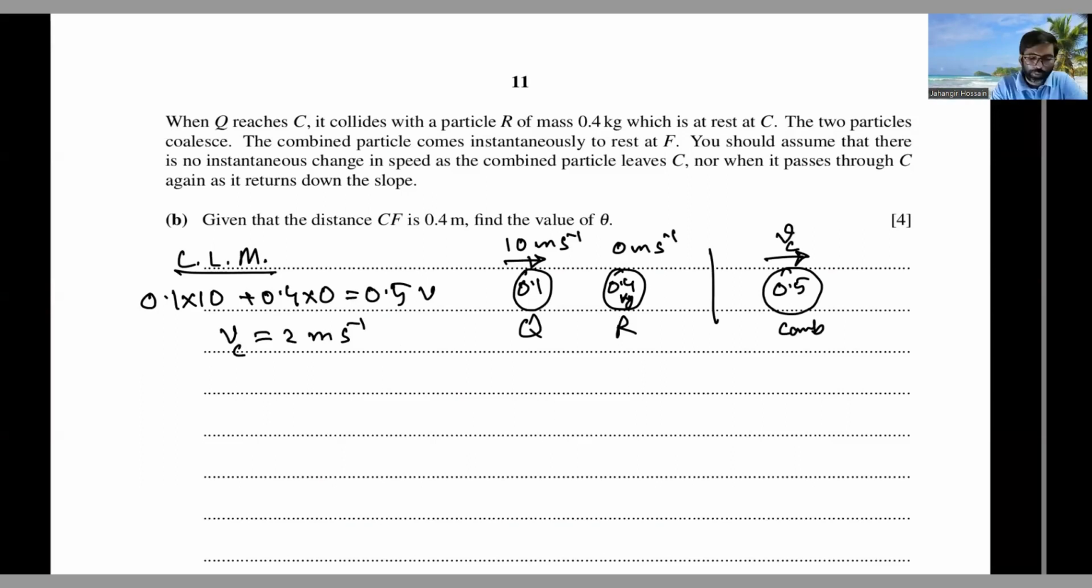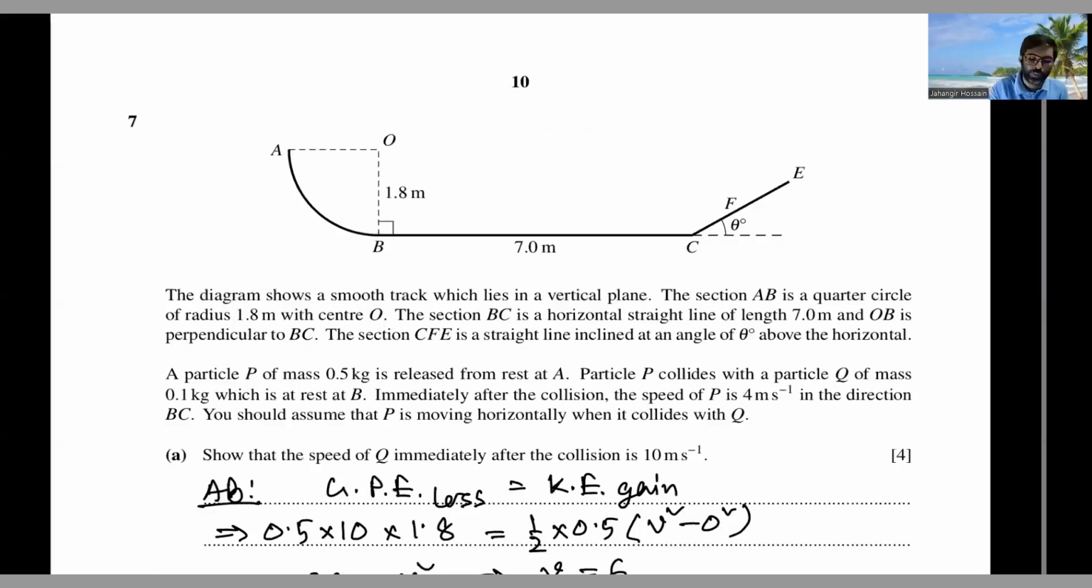When the combined particle moves with 2 meters per second, it comes instantaneously to rest at F, which is 0.4 meter from C, and it is on the inclined plane. And what is happening here? This inclined plane is also smooth, so there will be no friction. So what happens here? There is KE loss. There is PE gain because it is gaining height. And remember, it comes instantaneously to rest at F. So V is 0 at F.